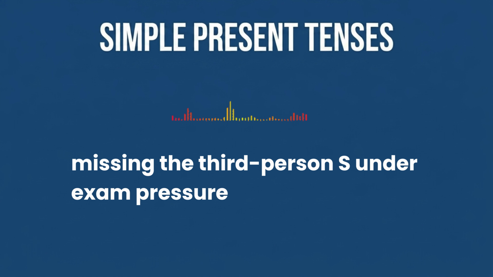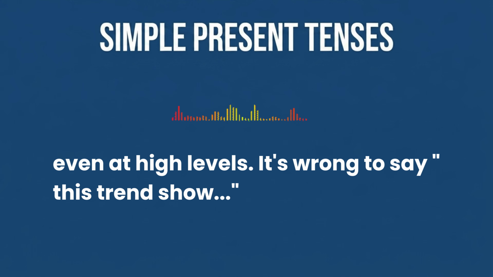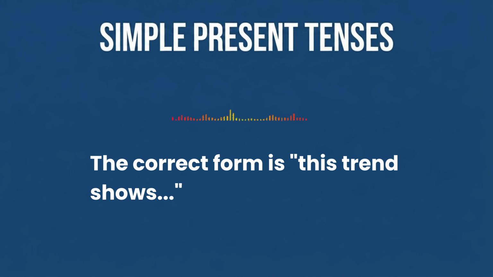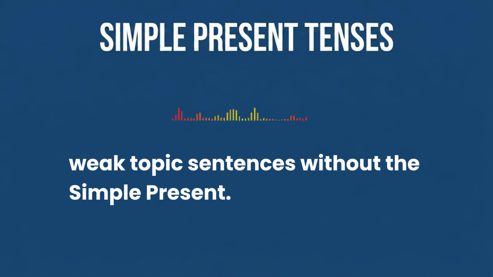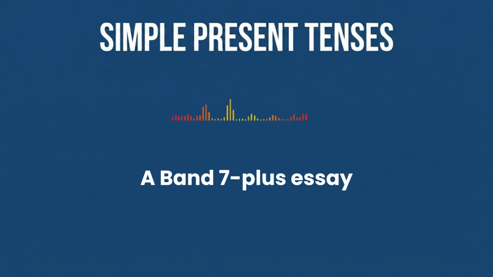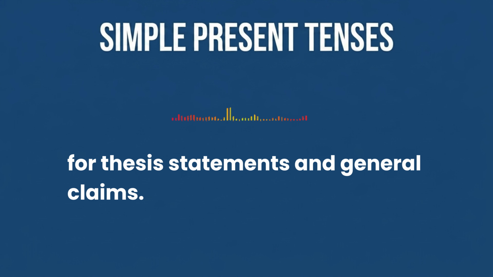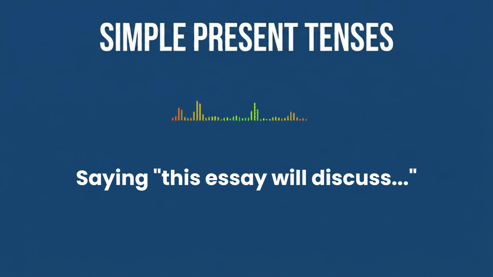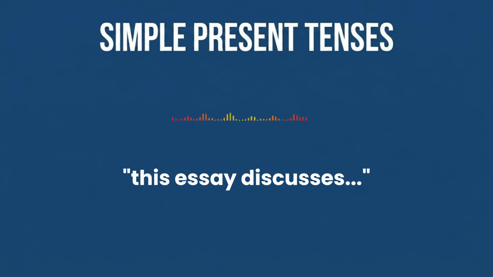Mistake 4, missing the third person S under exam pressure. This is a very common accuracy slip, even at high levels. It's wrong to say, this trend show. The correct form is, this trend shows. Mistake 5, weak topic sentences without the simple present. A Band 7+ essay consistently uses the simple present for thesis statements and general claims. Saying this essay will discuss is weaker and less natural than saying this essay discusses.